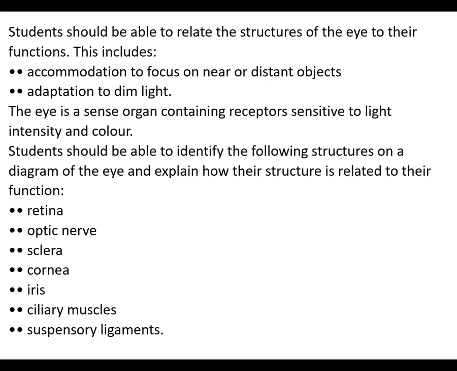And the key things that you need to look at on the eye and be able to explain how their structure is related to their function are the retina, the optic nerve, the sclera, you might see it written down as the sclerotic layer, the cornea, the iris, the ciliary muscles, and the suspensory ligaments. We are going to talk about some other parts of the eye as well, and you're going to fill those in on the table, but those are the key ones that you need to know. So let's start off with having a look at the diagram of the eye.